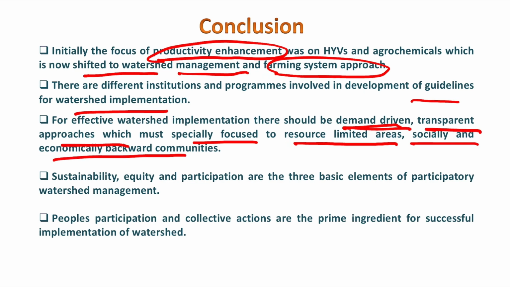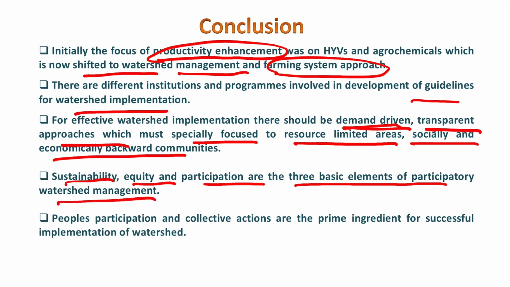What is the problem in a particular area? The middle class or rich families do not face the problem. The problem lies with the poor farmers or poor locality, right? We have to target them only. And sustainability, equity and participation are the three basic elements of participatory watershed management.